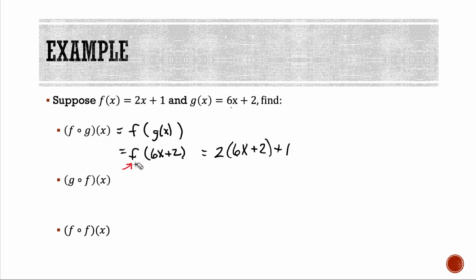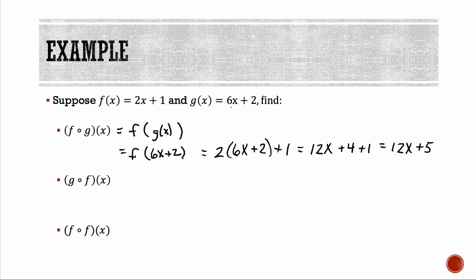All right, and then we'll do a little simplifying. So we'll distribute that 2. So 6 times 2 is going to be 12x. 2 times 2 is going to be 4. Okay, so that distributes the 2 through the parenthesis. And then I have a plus 1 on the end. So combining like terms, we have 12x plus 5 as our final answer.